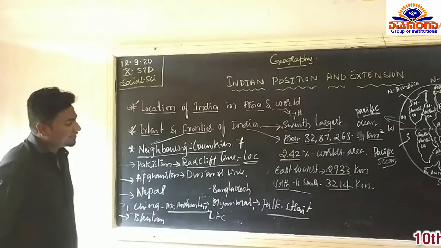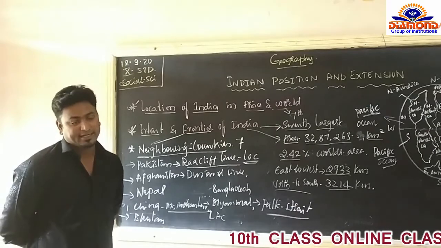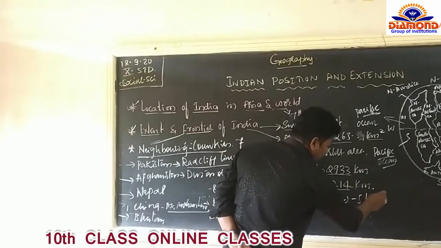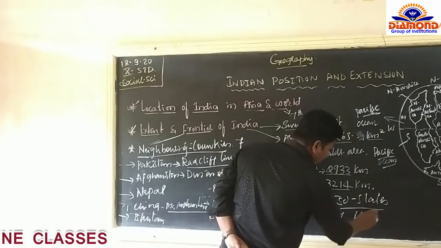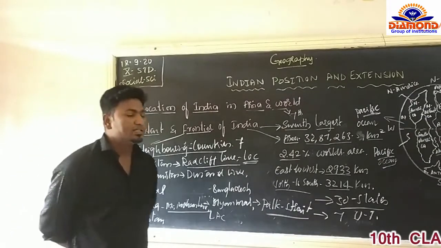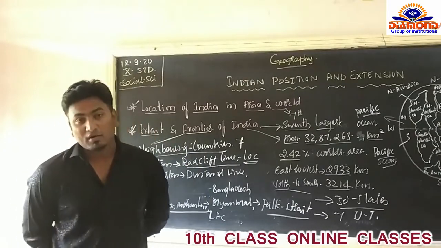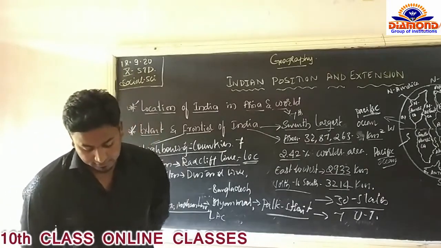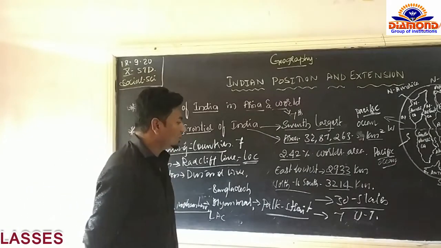Overall, India at present has 30 states and 7 union territories. These are known as the administrative divisions. So India is a democratic republic country, which has primary regional languages in all the different places.